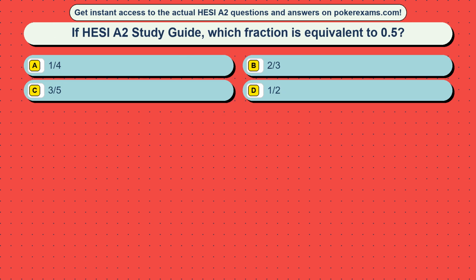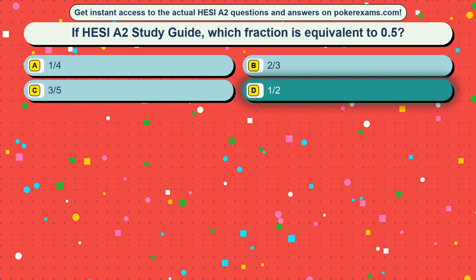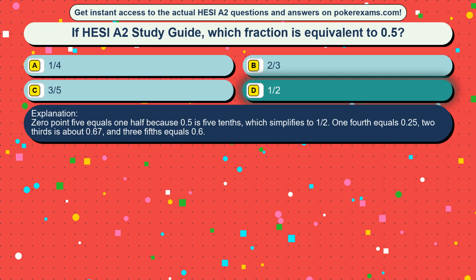Question 50. On the HESI A2 study guide, which fraction is equivalent to 0.5? Option A quarter, option B 2/3, option C 3/5, option D a half. The correct answer is option D, a half. 0.5 equals 1/2 because 0.5 is 5/10, which simplifies to a half. 1/4 equals 0.25, 2/3 is about 0.67, and 3/5 equals 0.6.